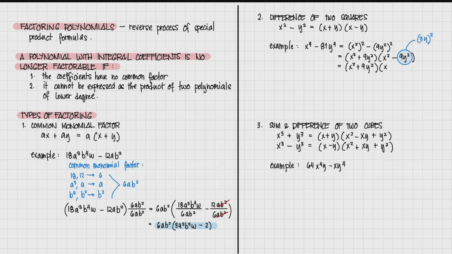So, writing it here, we get x plus 3y times x minus 3y. And I think that's the final answer for this example. So, simplest na siya. The coefficients have no more common factor. It cannot be expressed as the product of two polynomials with a lower degree. Oh yeah, we've already met the two conditions for us to be able to say that we can no longer factor this. Okay?